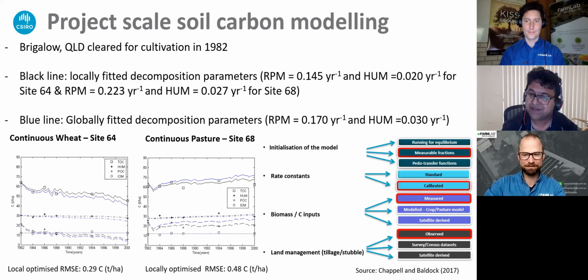Now, in this example, the models are initialized again using measurable fractions. So we do have the starting condition in 1982. We know the measured fractions, three fractions. And then rate constants are calibrated. That's the model parameters, the key rate constants related to the decomposition of these active pools. And then we had the observed data, and we had the biomass also measured.